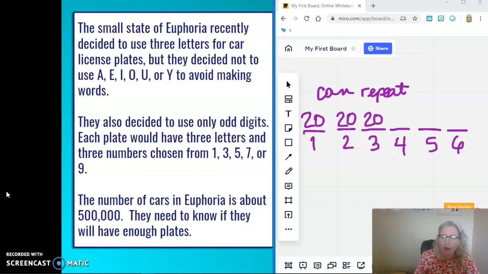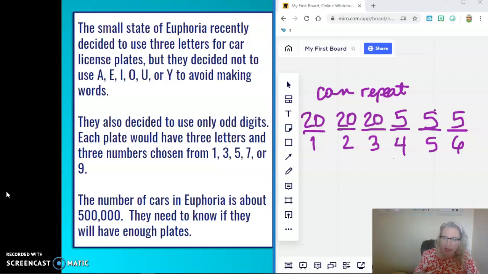Now we're going to do the same thing with the digits. The last 3 characters are digits. We have 5 to choose from. We also have 5 to choose from for the 5th character and the 6th character. Okay. So we can just look at this and just put this in our calculator. 20 times 20 times 20 times 5 times 5 times 5.